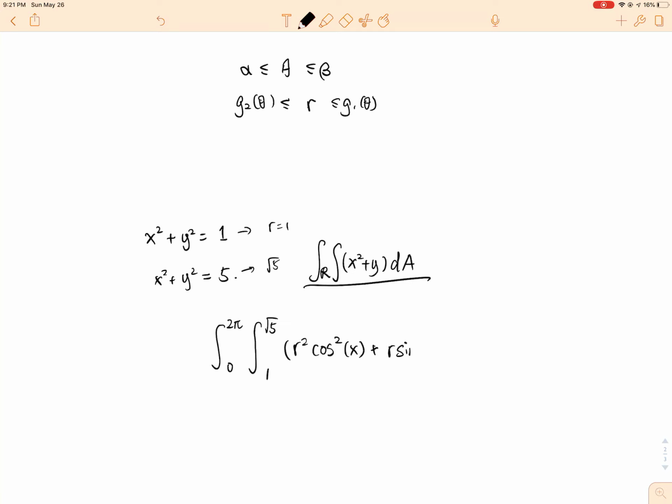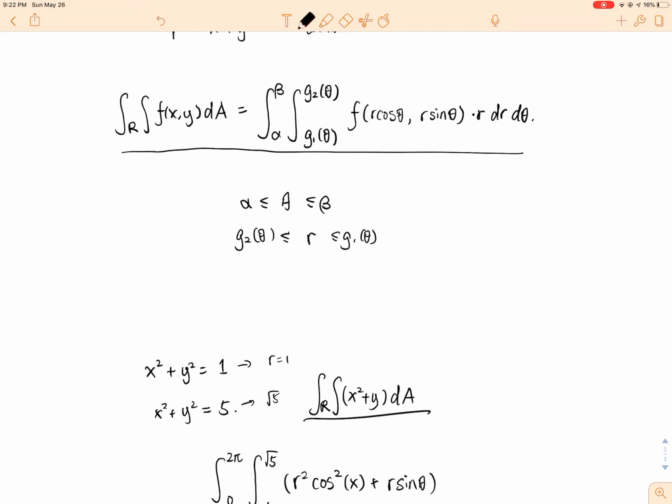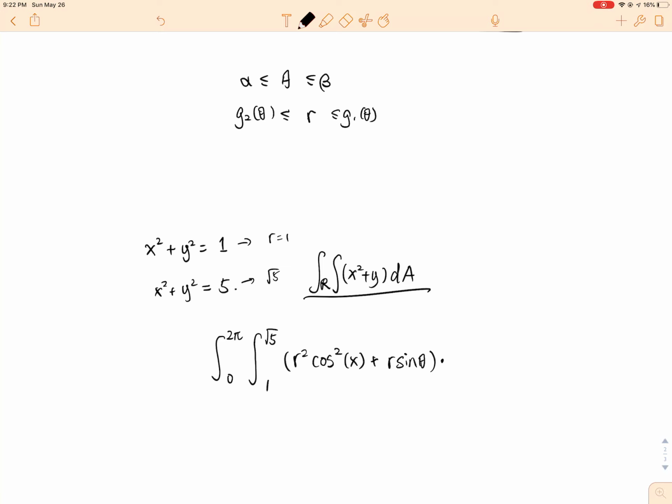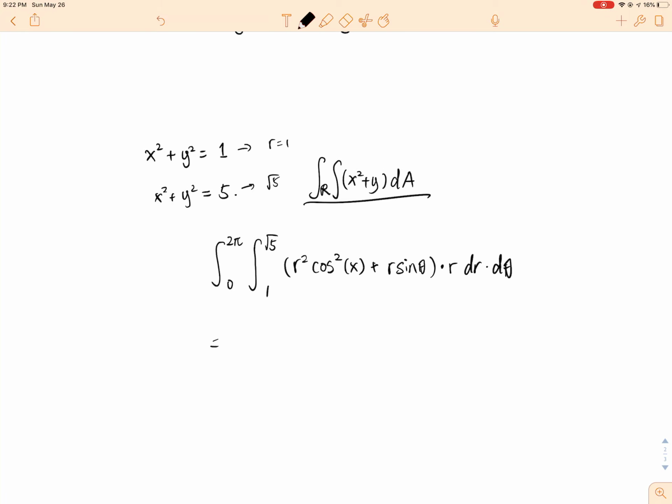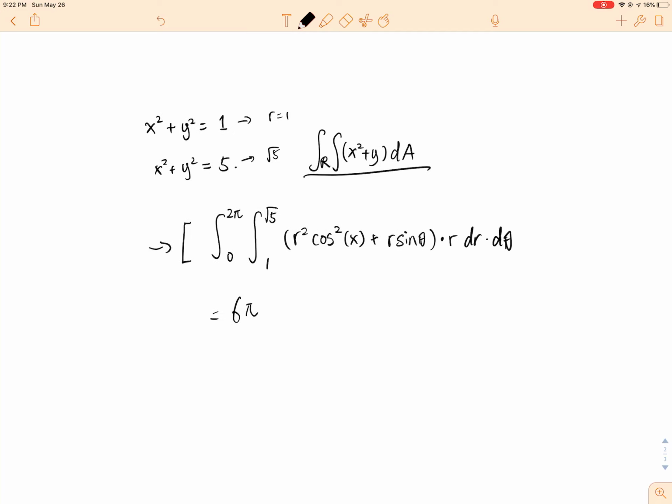It becomes like this, and dA, no, actually not dA, it should be dr d theta. Oh, here I made a mistake, because remember we have to multiply by an r right here, so that's something we have to keep in mind. So right now we just need to solve this whole bunch of math, and the answer is 6 pi. So that's how you set up a polar coordinate double integral.